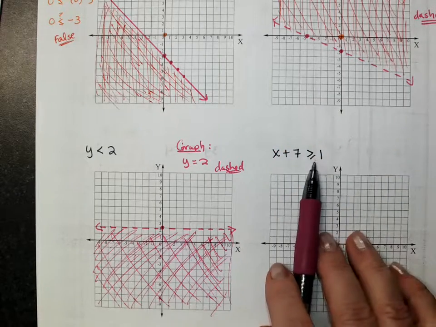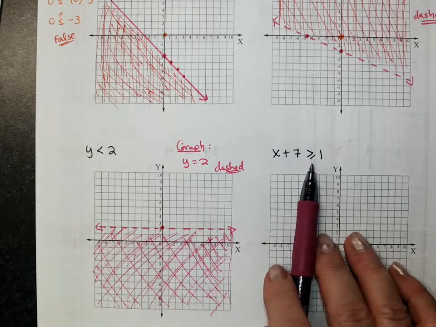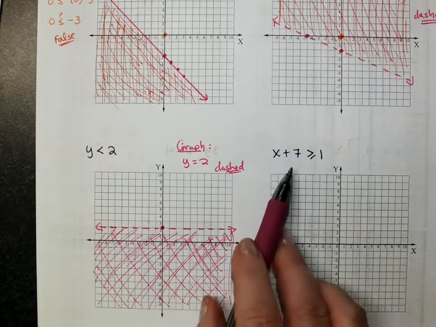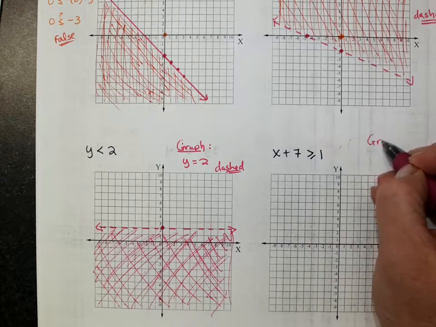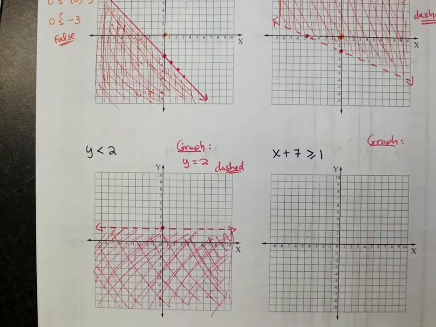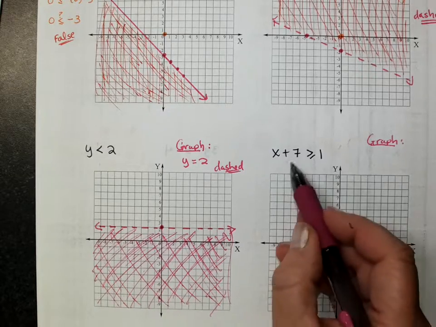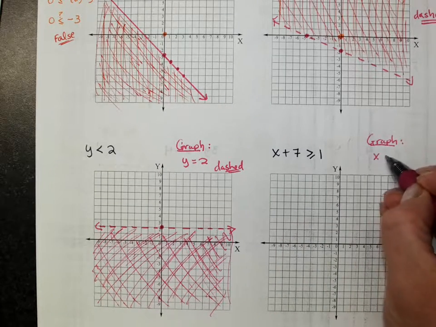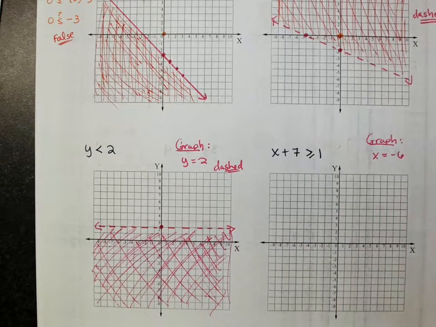Now this one, will this be solid or dashed? That will be solid. Am I ready to graph it? Where do I put my point? You have to move over the side, right? So minus 7 on both sides. So you're actually graphing x equals negative 6.